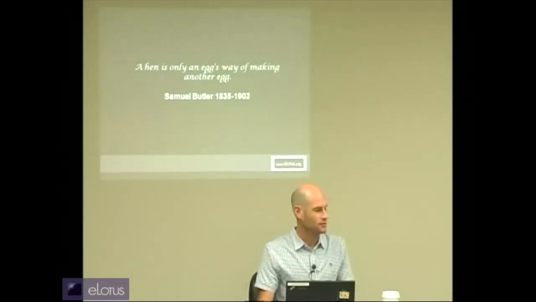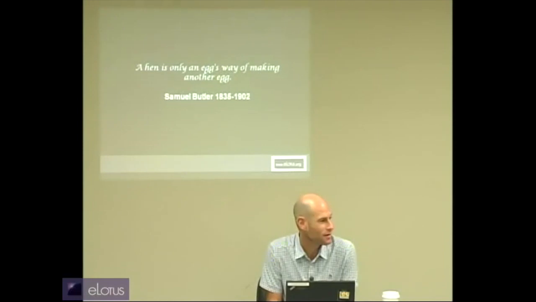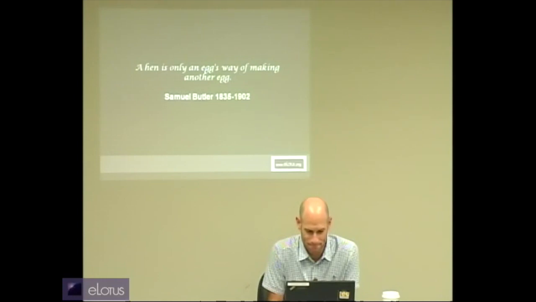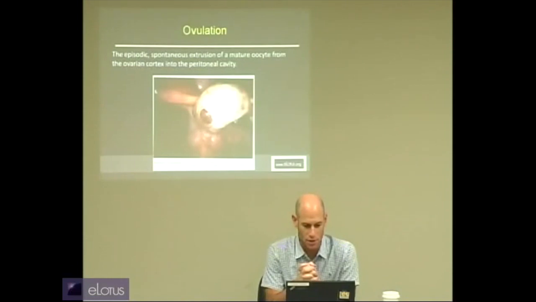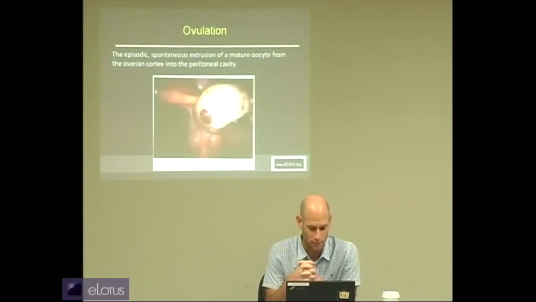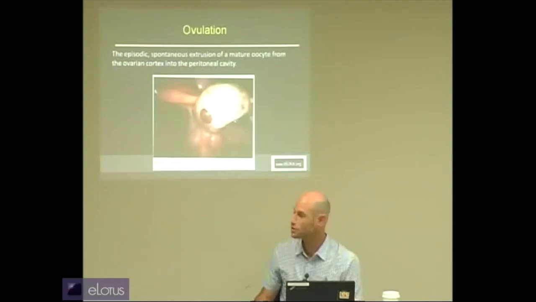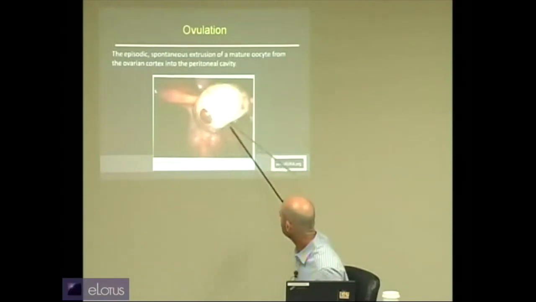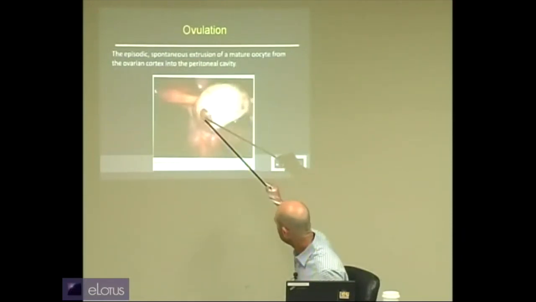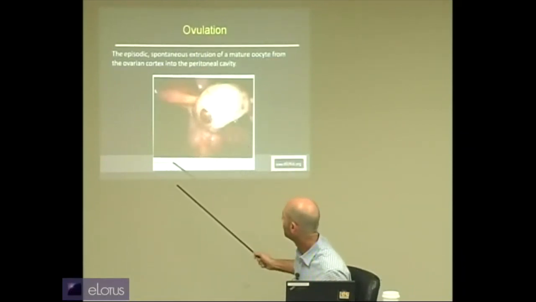So I kind of like this saying: a hen is only an egg's way of making another egg. You know, it's all about the egg, not about the hen. So ovulation. Ovulation represents the episodic spontaneous extrusion of a mature egg from the ovarian cortex into the peritoneal cavity. And this picture up here is a laparoscopic view of an ovary. That's what this structure is right here. And this is a follicle that is getting ready to break open and release the egg from it.